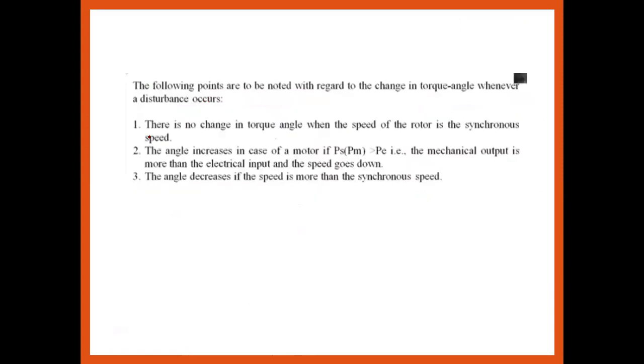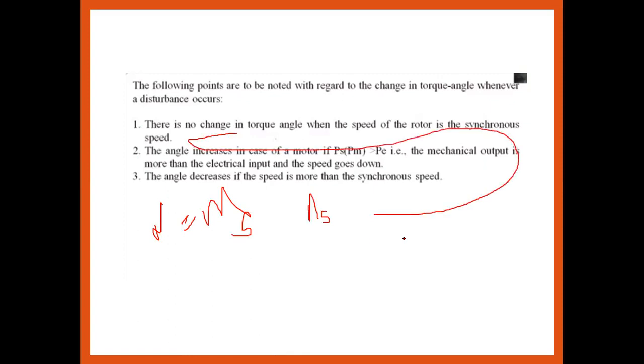Okay, so the following points can be summarized from the above example. First, there is no change in the torque angle when the speed of the rotor is the synchronous speed. Means when n is equal to ns, there is no change in the torque angle. Means there will be no change in delta when the speed is the synchronous speed.